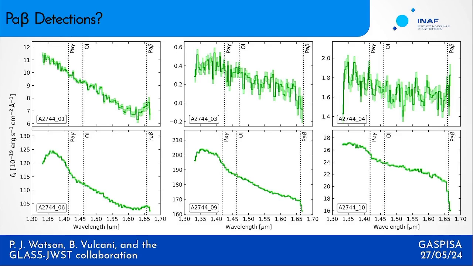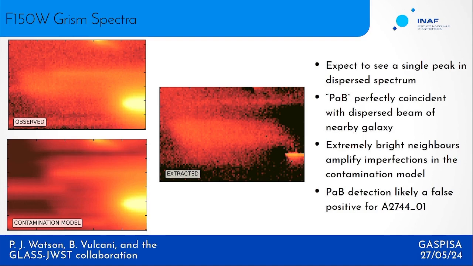So there are two potential detections. There's the top left and the bottom left. The rest of them are unfortunately a little too contaminated or noisy, or just straight up out of the wavelength range. Unfortunately, and again, on close inspection for the top left galaxy, it turns out that this is not Paschen beta. It's just a contaminated galaxy which just happens to coincide perfectly with that wavelength.